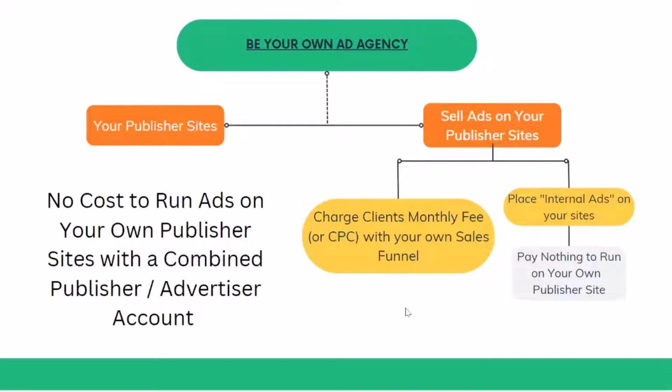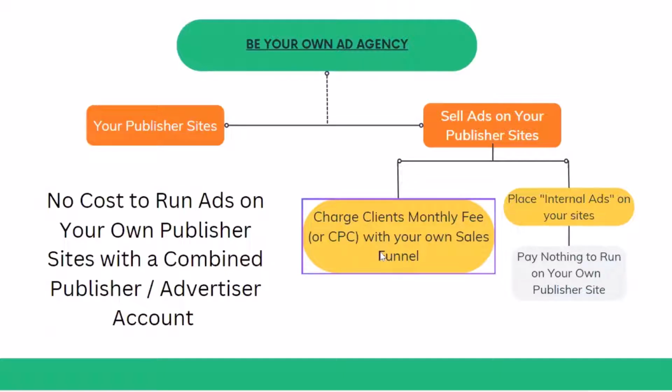So you could go out and get your own clients and build a publisher site for them. With our tools, you can auto blog about any niche or topic that you want, okay? And you can place their ads on your publisher sites, because you're going to be placing the ads inside your advertiser account and going internal. You're going to run internal ads over to your publisher. So you don't have to pay for any of these ads on your own sites if you have this combined publisher advertiser account. Okay. So charge your clients separately.